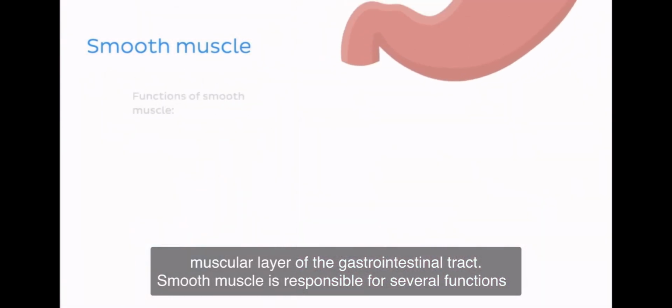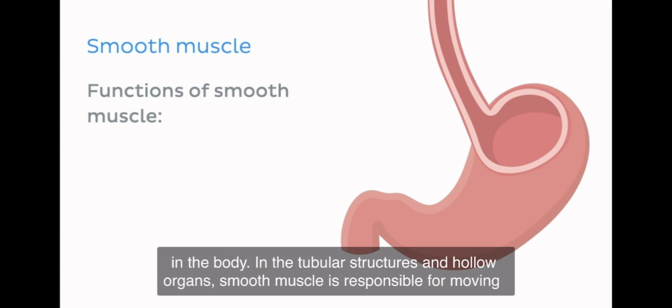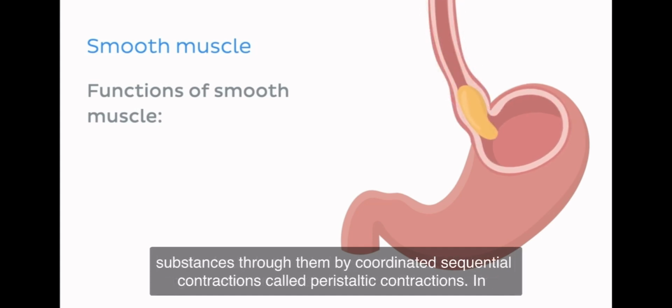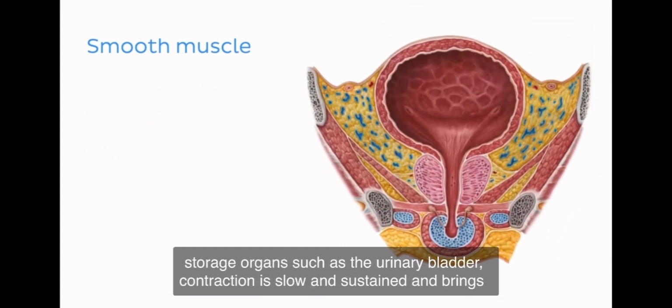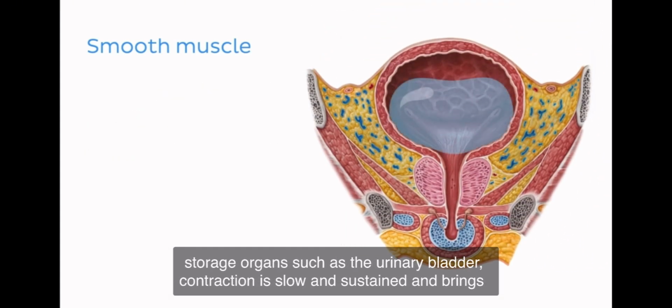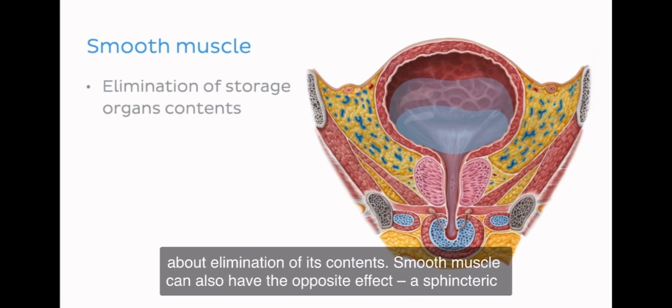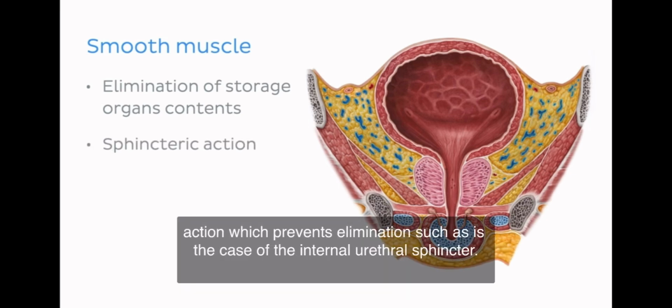Smooth muscle is responsible for several functions in the body. In the tubular structures and hollow organs, smooth muscle is responsible for moving substances through them by coordinated sequential contractions called peristaltic contractions. In storage organs such as the urinary bladder, contraction is slow and sustained and brings about elimination of its contents. Smooth muscle can also have the opposite effect, a sphincteric action which prevents elimination, such as is the case of the internal urethral sphincter.